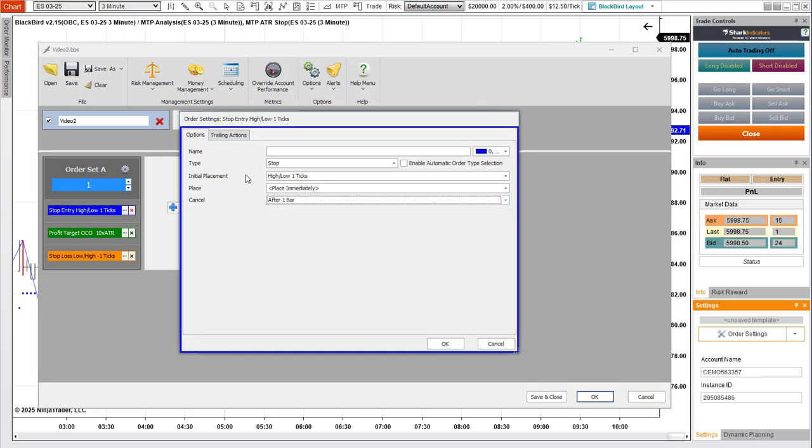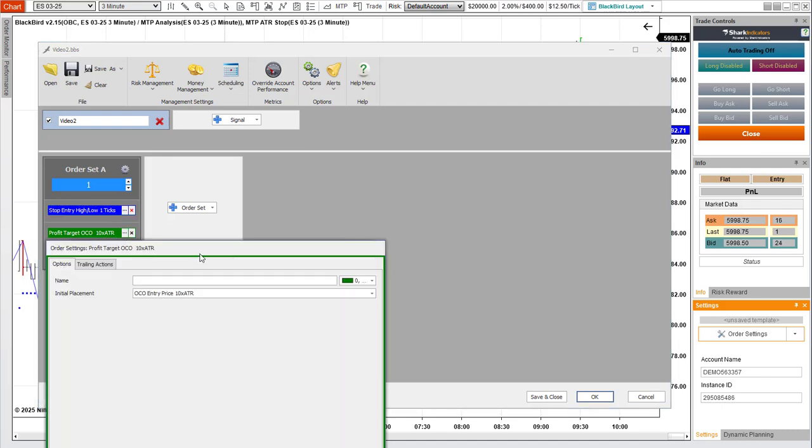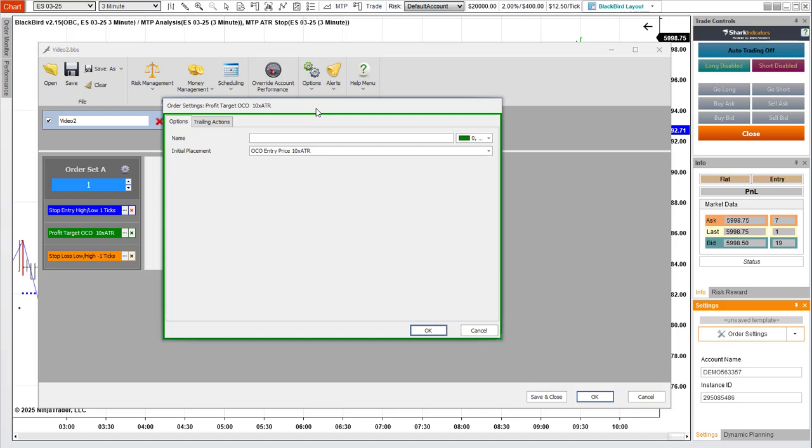So that's all you need for the entry. For the profit target, what I tend to do is just set it way out there in the future, in other words a lot higher or lower, depending on whether you're long or short and where you're going. Then once it's placed, you can grab and drag it to your MTPredictor profit targets.